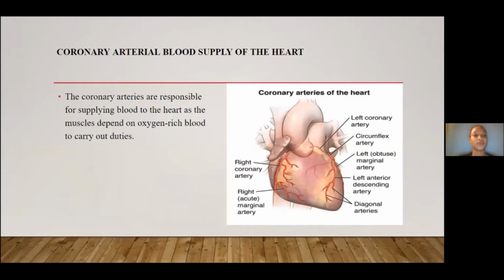Now, Nurse Hines will present on the coronary arterial blood flow of the heart.